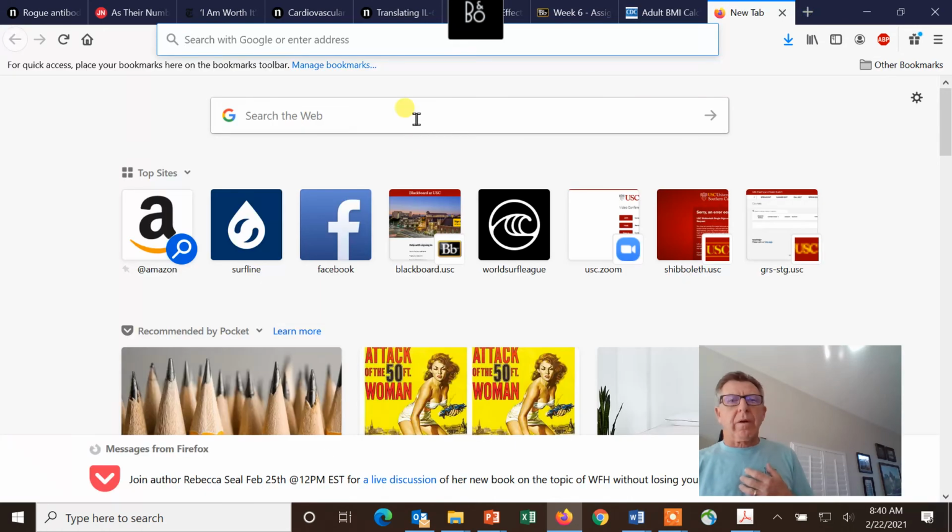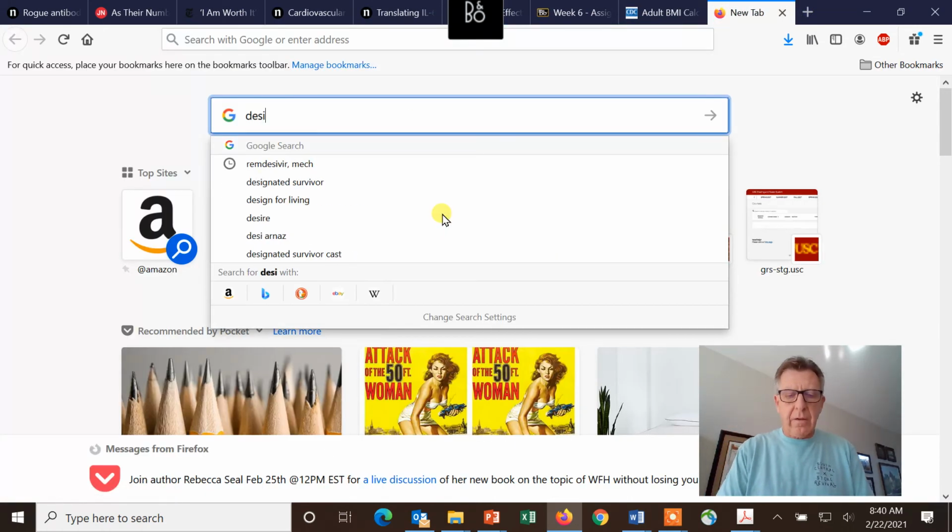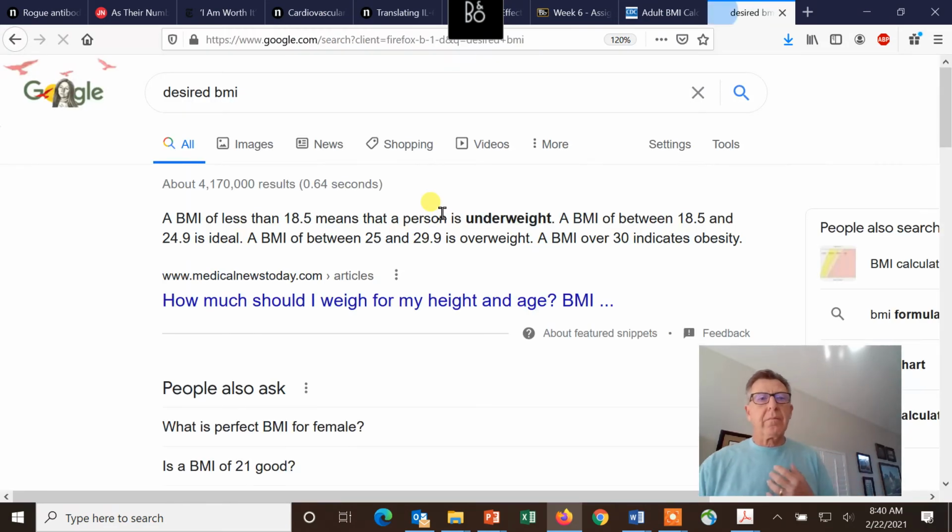I can go right over here. I would say desired BMI. Okay, what's a desired BMI? A BMI of less than 18.5 means the person is underweight. A BMI between 18.5 and 24.9 is ideal. All right, let's go back to here.